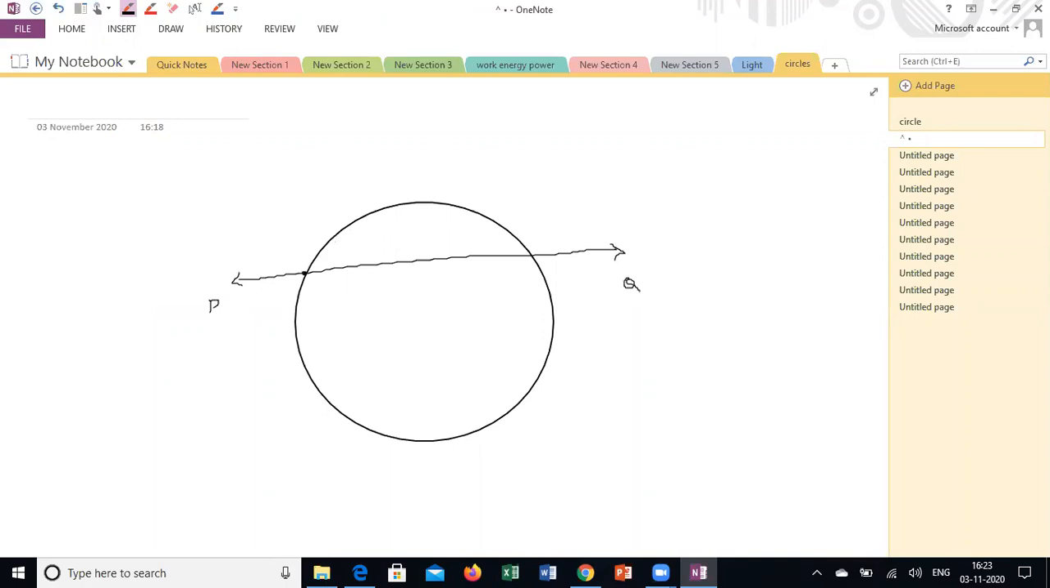If the line is touching the circle only at one point, that is a tangent.